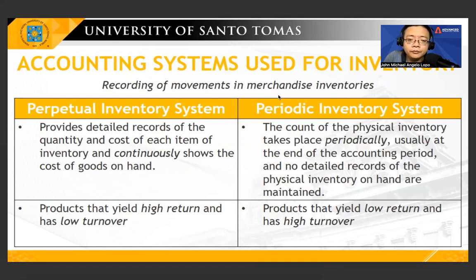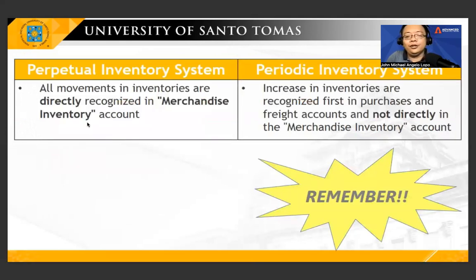Okay. In the periodic inventory system, the count of the physical inventory takes place periodically, usually at the end of the accounting period, and no detailed record of physical inventory on hand are to be maintained. Okay? Ito naman class, if you notice kanina, we have our purchases, purchase returns and allowances, and purchase discount. Nasa periodic yan. In the perpetual inventory system, you will only record inventory. Diba? Automatic in terms of the inventory. Okay. Yan.